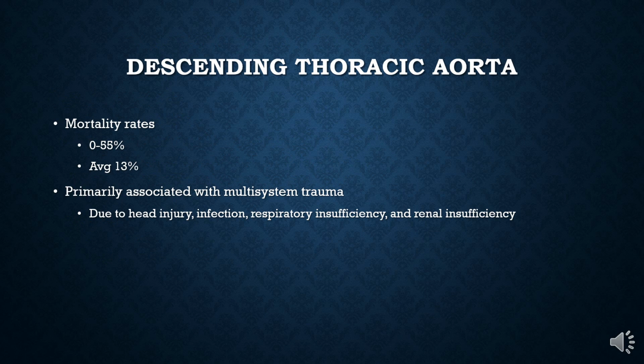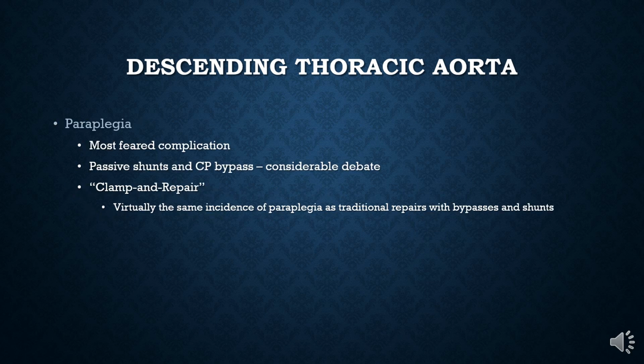Mortality rates range from 0 to 55%, average 13%, primarily associated with multisystem trauma due to head injury, infection, respiratory insufficiency, and renal insufficiency. Paraplegia is the most feared complication. Passive shunts and cardiopulmonary bypass remain debated. Clamp and repair has virtually the same incidence of paraplegia as traditional repairs with bypasses and shunts.